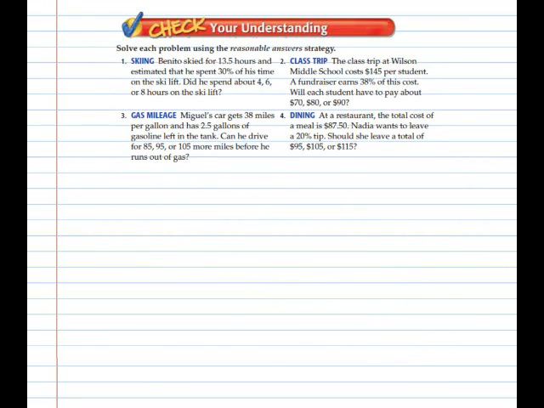Okay, number 3. Miguel's car gets 38 miles per gallon and he has 2.5 gallons left in the tank. Can he drive 85, 95, or 100 miles? If we round his mileage to 40 and we take that times 2, we get 80 miles. If we take half of 40, we get 20. And we add those together. He can drive about 100 miles.